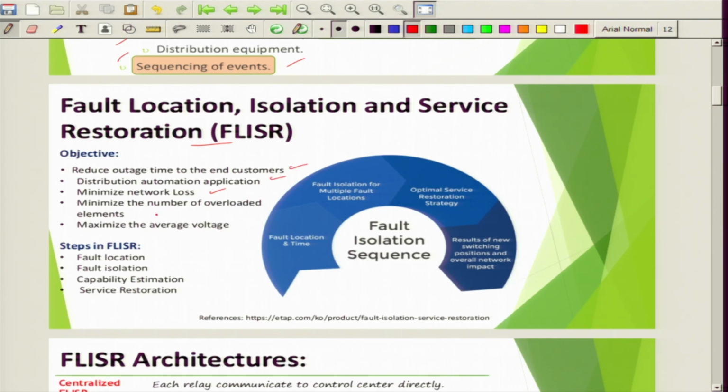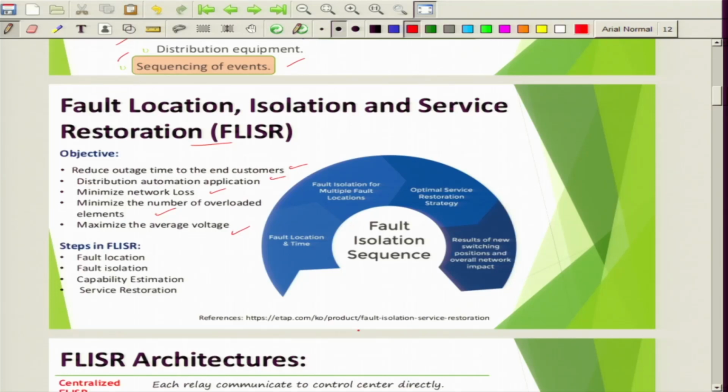Minimize the number of overloaded elements, because if you stress the devices, their life would get degraded, and the breakdown may happen well before the given lifespan of a specific device. So it's always better to operate any device at a sweet spot, not to exceed its capacity or to under-operate it, because then the efficiency would also be very low. And maximize the average voltage, so the voltage profile should also be appropriately managed.